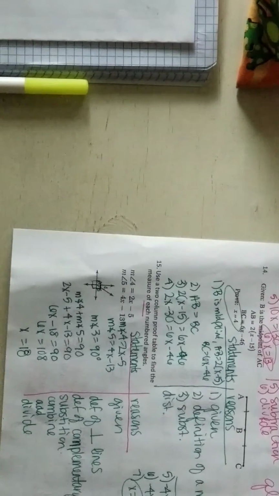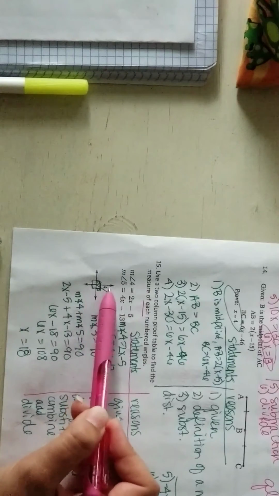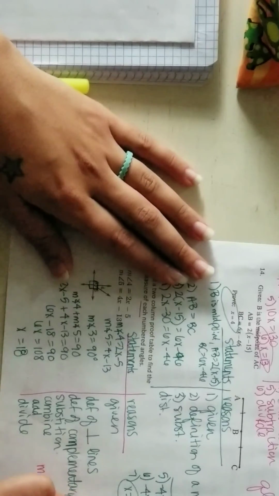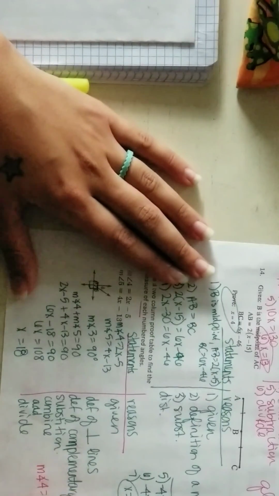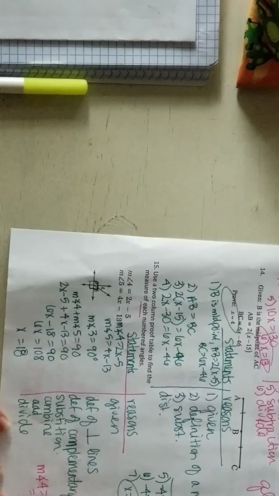Now process all that, make sure you understand where we got the numbers from. Now, are we done? No, we're not done, because it says not only to find x, but to find the measure of all the numbered angles. So that means that we're going to have to plug in x. So we have 2 times 18 minus 5. 2 times 18 is 36. 36 minus 5 is 31.